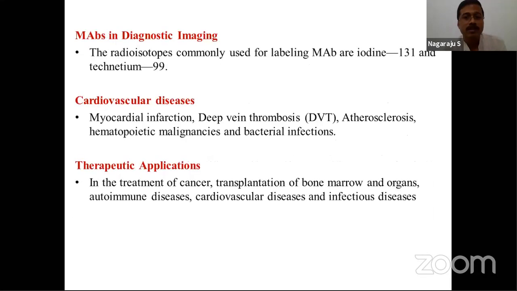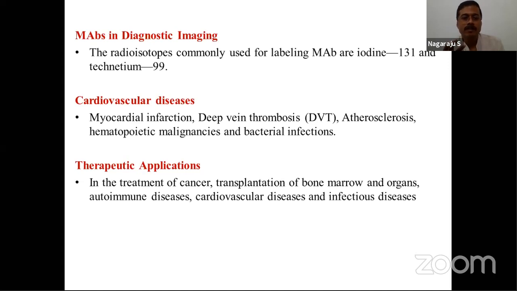We can also do imaging. If there is a cancer or a tissue that I want to image, I can use monoclonal antibodies attached with radioisotopes like iodine-131 or technetium-99, and use those monoclonal antibodies to identify or specifically say where the condition is.